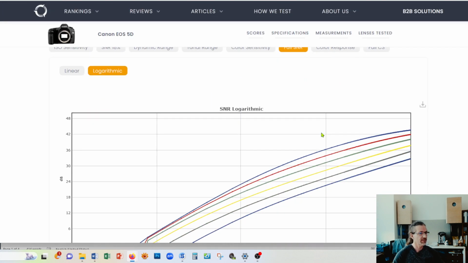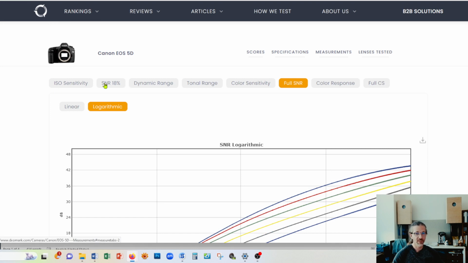So when we go into the measurements, what people are familiar with is dynamic range, tonal range, and color sensitivity. That's what is mostly talked about, and that's what people know. And also the signal to noise ratio at 80% grayscale. Now there's this thing called full signal to noise ratio, and this is actually the one that's going to give us the most data about the sensor technology, more than any of the others.